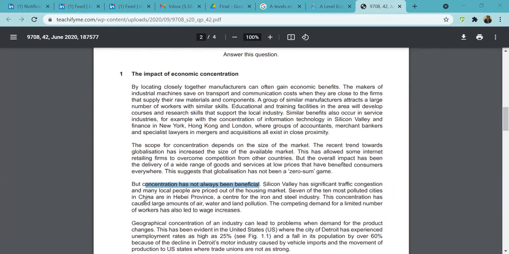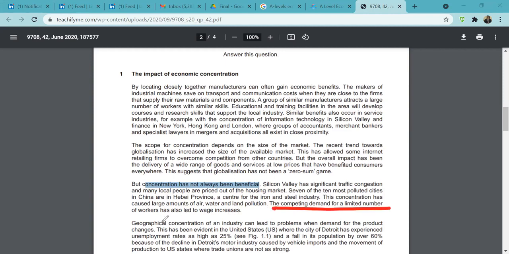Seven of the 10 most polluted cities in China are in Hebei province, a center for the iron and steel industry. This concentration has caused large amounts of air, water, and land pollution. So just imagine all the problems that Karachi, Lahore, and Islamabad face. Soon Islamabad will face similar problems if the city management council doesn't keep up with the facilities. And Karachi is already struggling because it's very overcrowded.